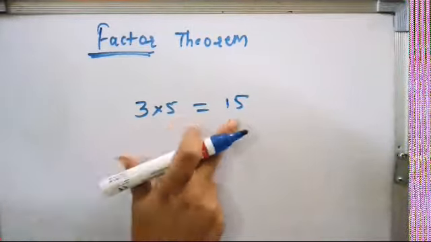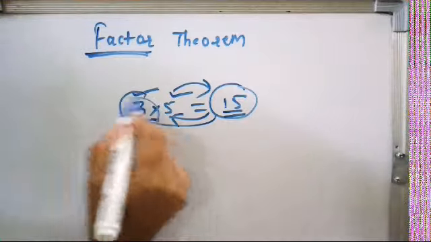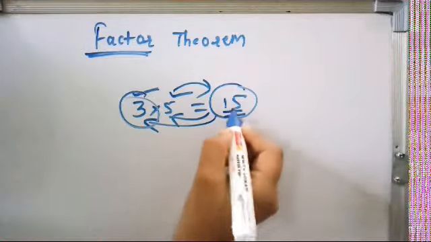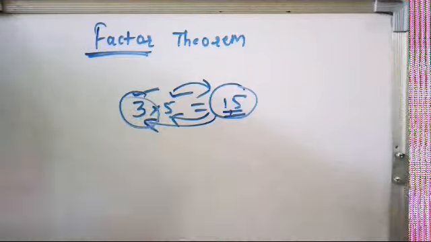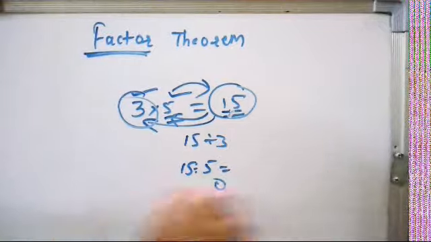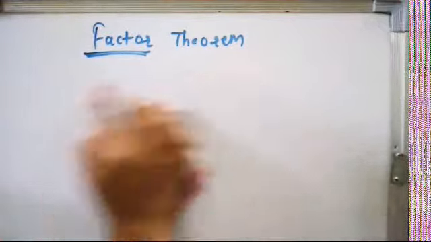Now they are factors, it means 15 is divisible by 3. Yes, 15 is divisible by 3, and what remainder will you get? It will be 0. And this 15 is divisible by 5 also. 15 divided by 5, if you do so, again you will get the remainder 0, right? So it means 3 and 5 are the factors of 15. Now what is the meaning of this?